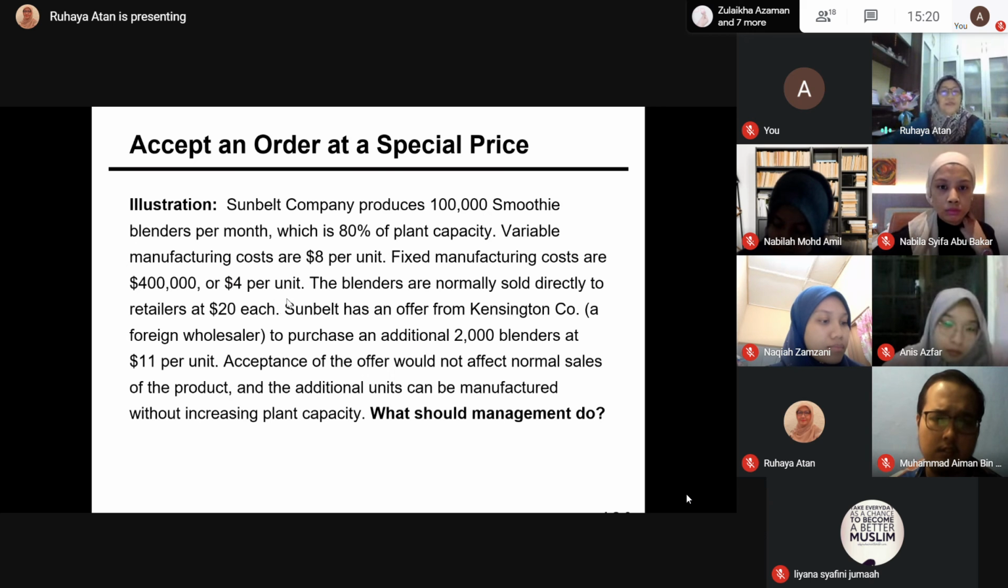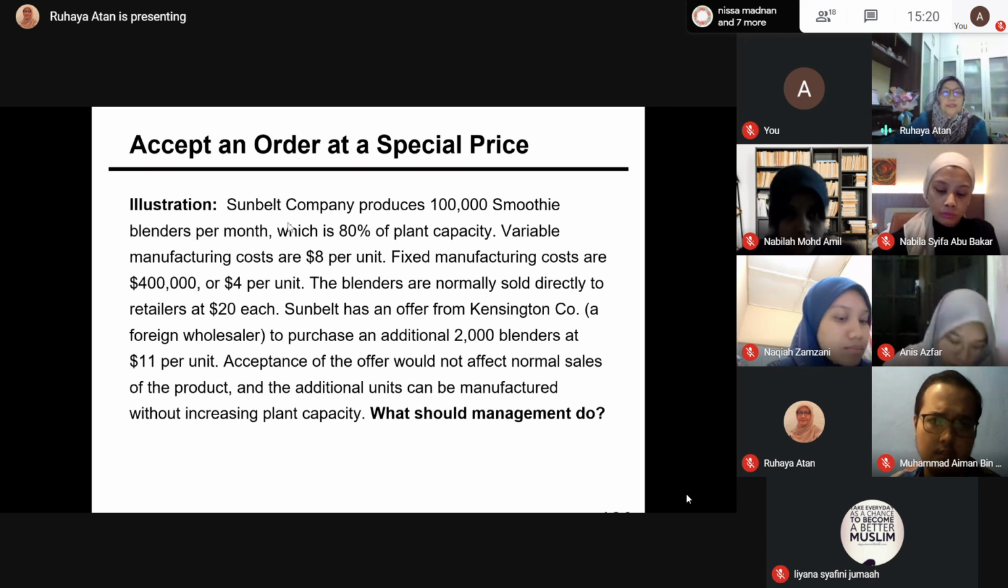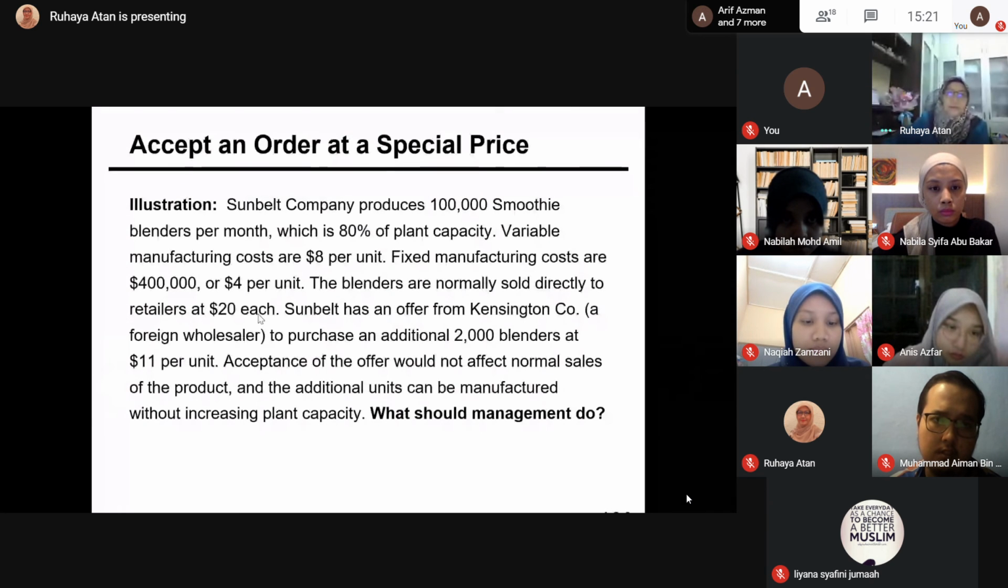Okay, so if you sell at $20 and your variable cost is $8, your fixed cost $4, how much profit do you make per blender? You can easily calculate, isn't it? Okay, then the company receives an offer from another company.